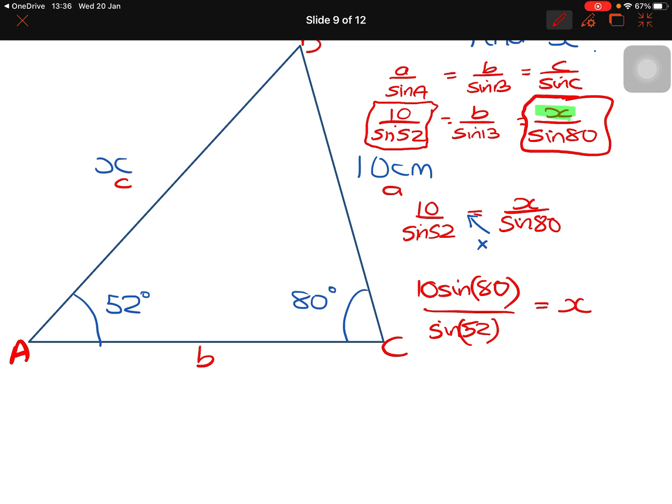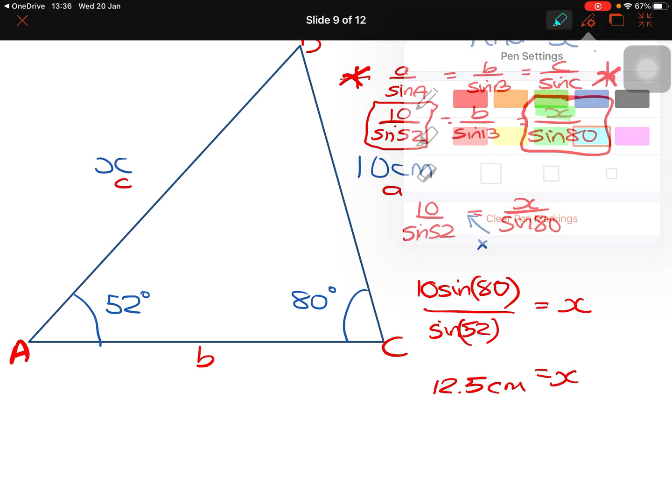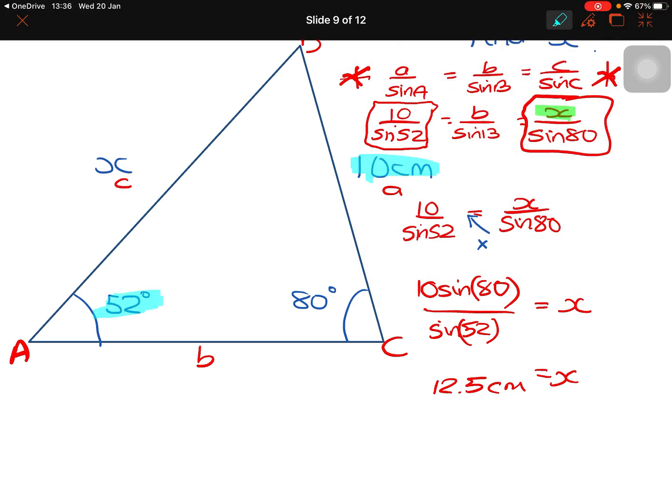Straight through your calculators again. So 10 sine 80 divided by sine of 52. And we'll get to our answer of x equaling 12.5 centimetres. It always all comes back to this formula at the top. However, the only way this works, guys, is if you have a matching pair. In this case, the matching pair is right here with my 52 and 10. You have to have a matching pair for it to work, and then we can work our way through.